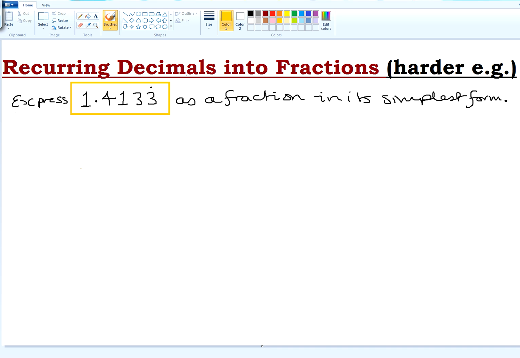Now this question looks quite different from what we're normally used to doing. The first difference is we have a whole number, and the second difference is that before, we were looking for a repeating pattern: does it repeat every 2 digits, every 1 digit, or every 3 digits? Here we have 4, 1, 3, and only the 3 repeats. But what about the 4 and the 1? We're going to see in this question how we deal with this type of question.